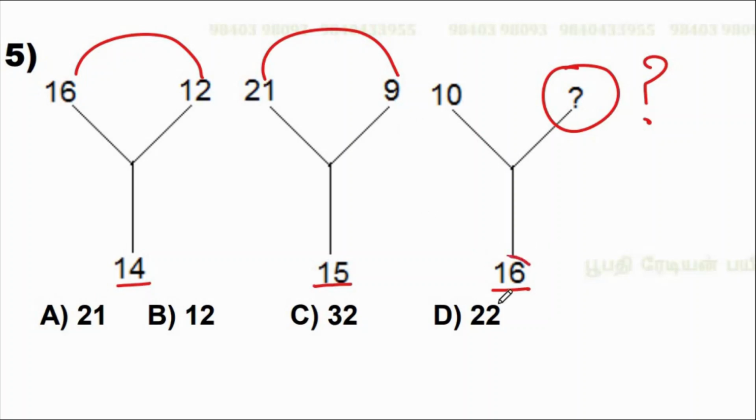So therefore, I got 16 here. Therefore, here it should be 32. Therefore, half of 32 is equal to 16. So therefore, this is 10. So therefore, what number will appear in the question mark? Therefore, the answer is 22.